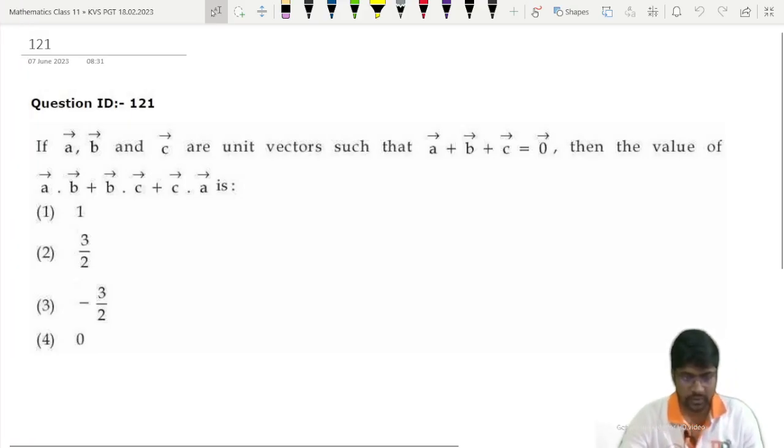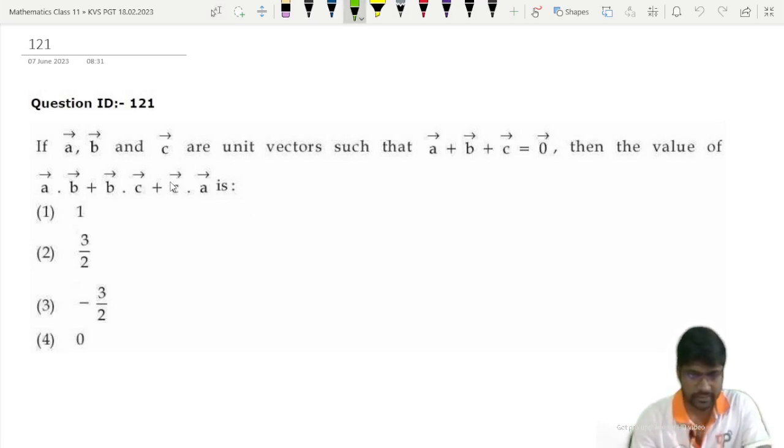This is question number 121. This is from the vector portion. So what they are asking here: if a, b, c are three unit vectors such that a plus b plus c is equal to 0, then the value of a dot b plus b dot c plus c dot a is what? So this is also a very simple question.